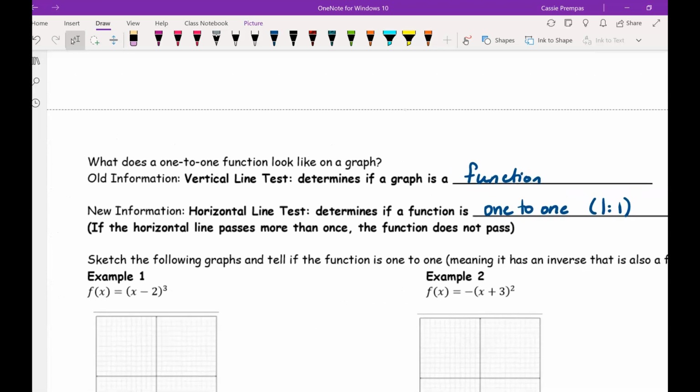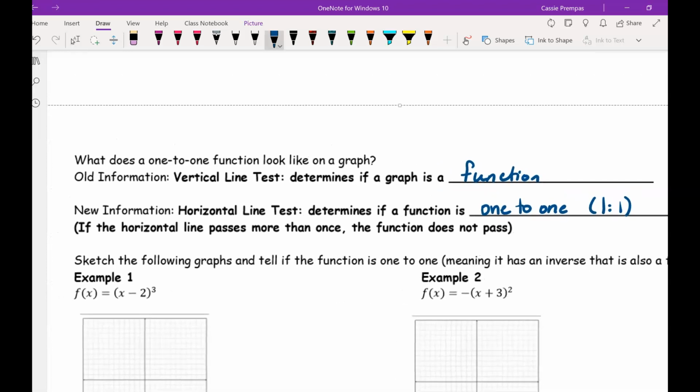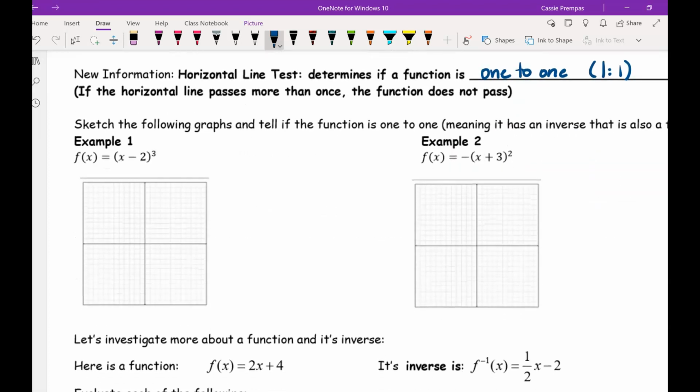Okay, let's just make sure that we got this down. Old information: the vertical line test determines if a graph is a function. New information: the horizontal line test is going to determine if a function is 1 to 1. So if the horizontal line passes more than once, the function will not be 1 to 1. Let's go ahead and try example 1.